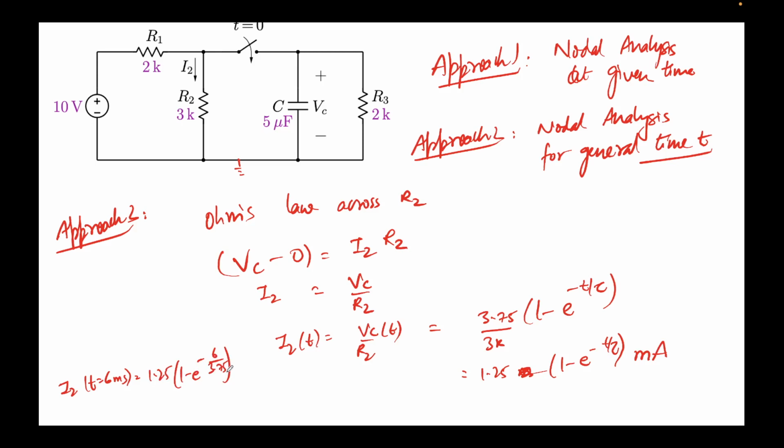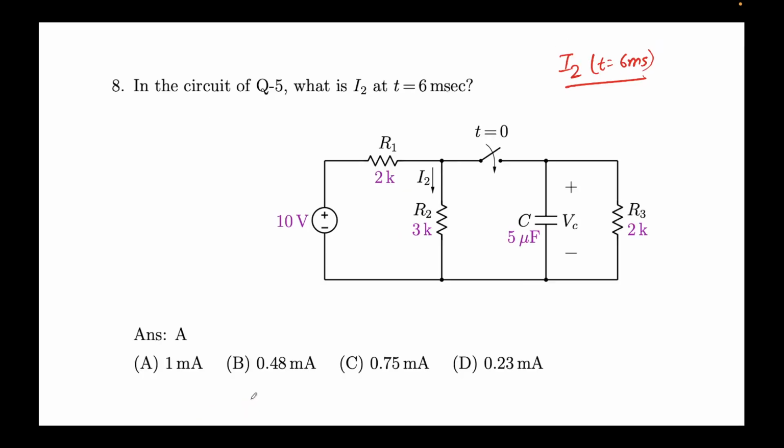Let me get my calculator. This will be minus 6 over 3.75. So this comes out to be 0.2. 1 minus 0.2 is 0.8, times 1.25. This comes out to be 1 milliampere. So option A.